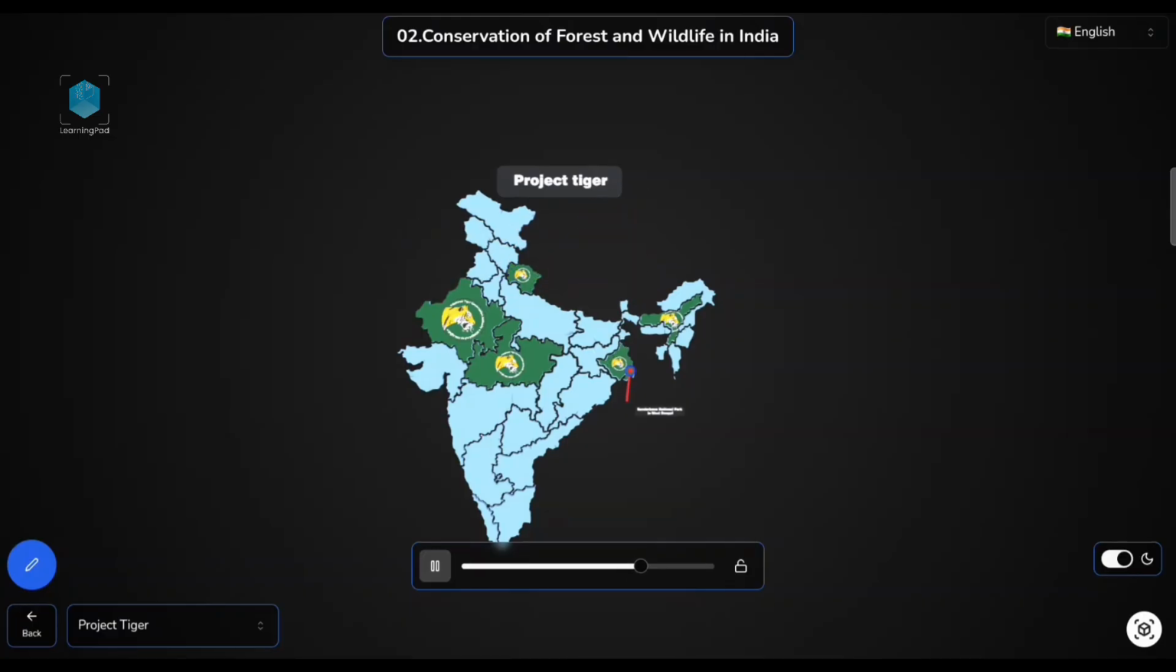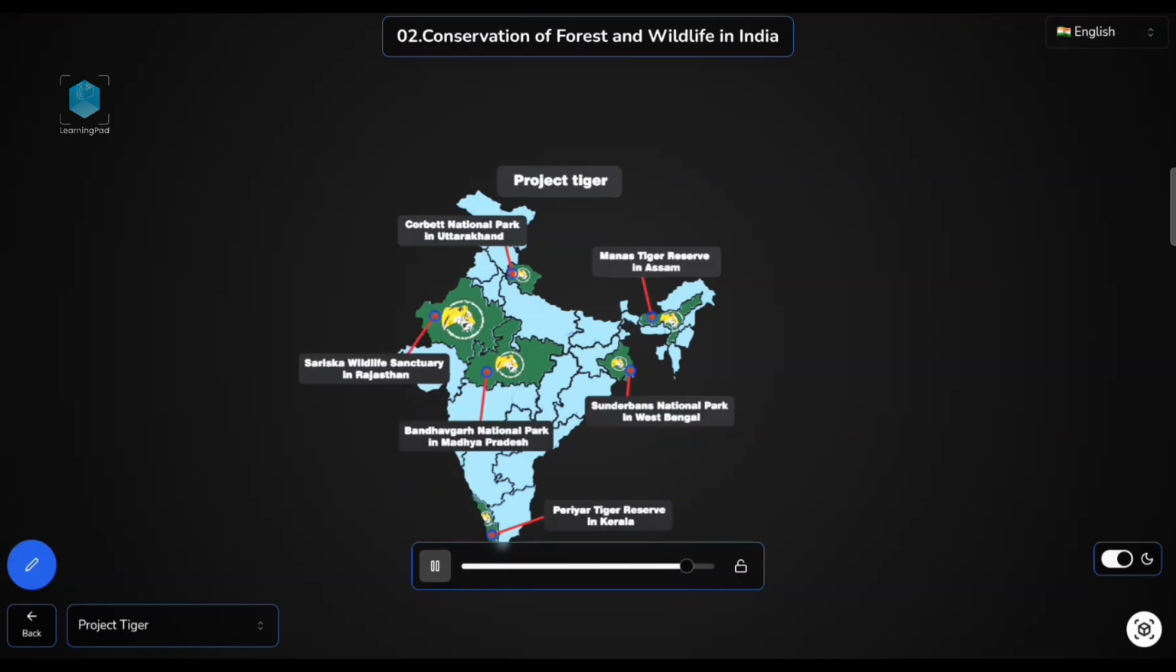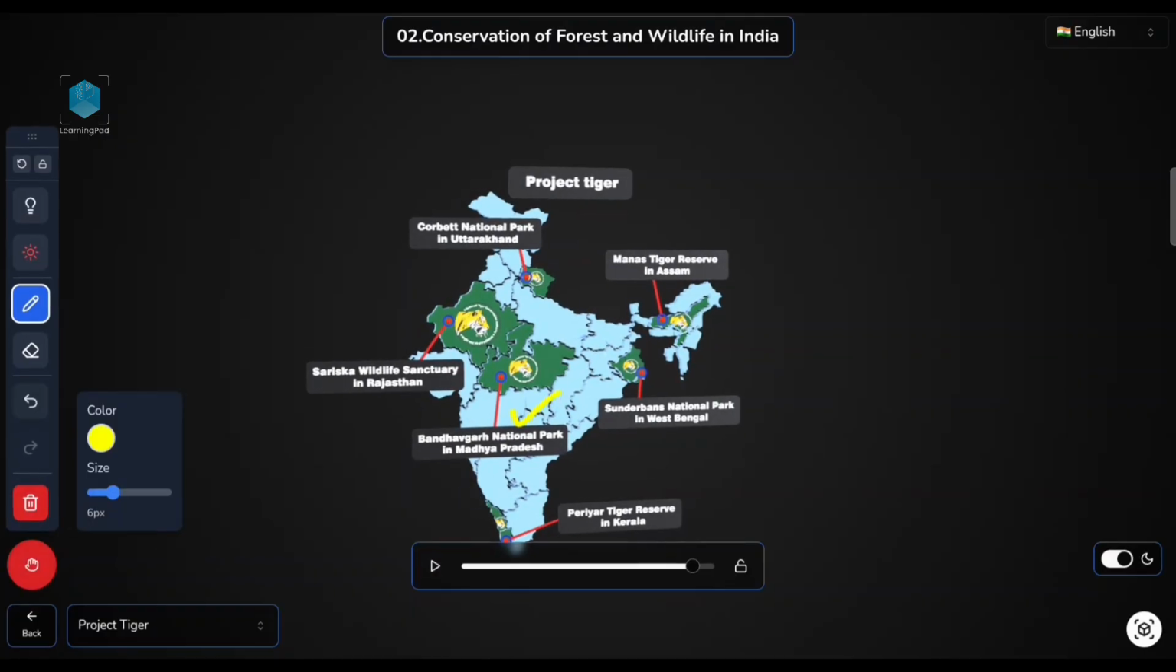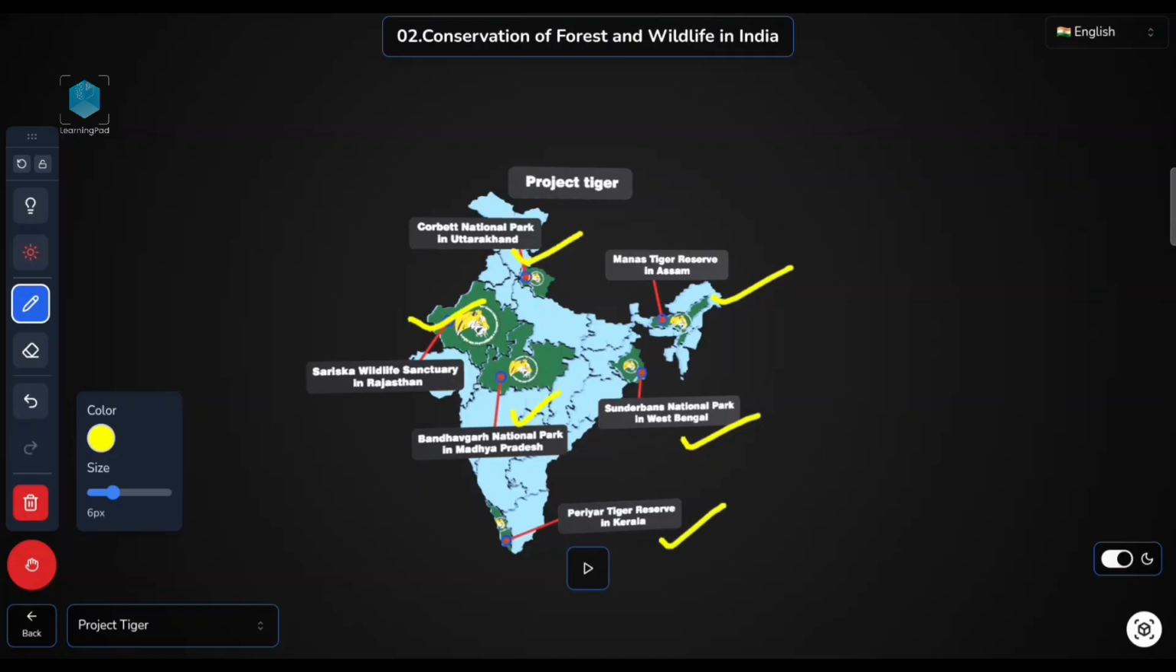From Corbett and Bandhavgarh to Sundarbans and Nagarjuna Sagar, we have different types of reserves which help in taking care of these tigers. Periyar Tiger Reserve in Kerala, Bandhavgarh National Park, see here, this is Bandhavgarh National Park, Sariska Wildlife Sanctuary in Rajasthan, Corbett National Park, Manas Tiger Reserve in Assam, Sundarban National Park in West Bengal, Periyar Tiger Reserve in Kerala.